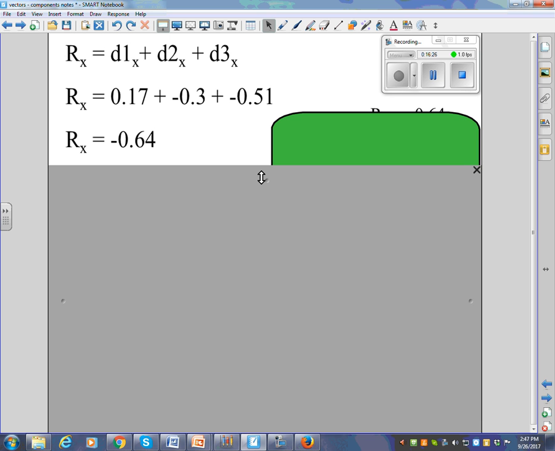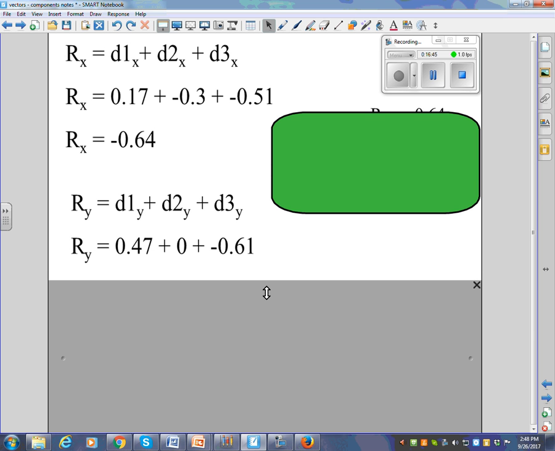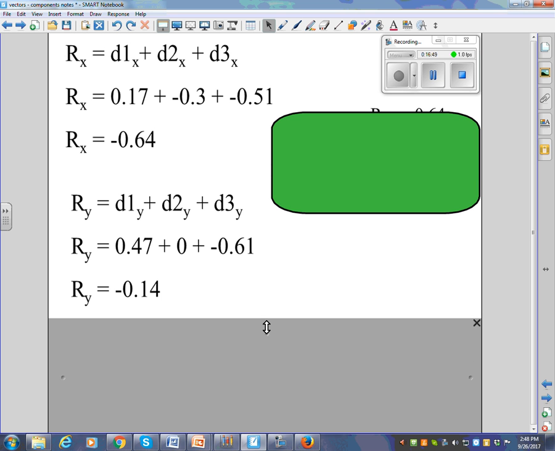Then what's the next step? Same thing for the y's. So Ry, the y component of R, is d1y plus d2y plus d3y, and then you add the y's together, and you get some number.